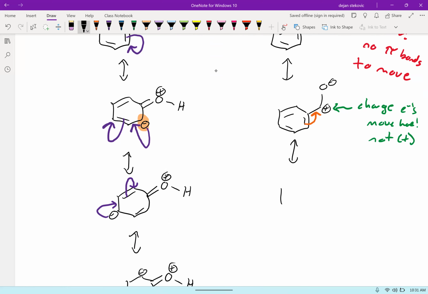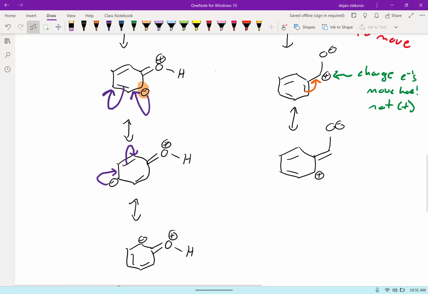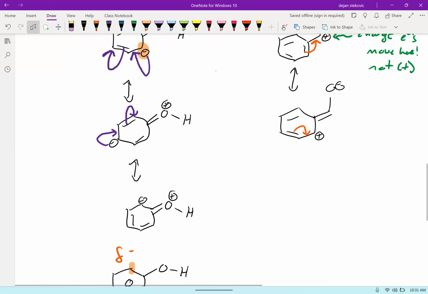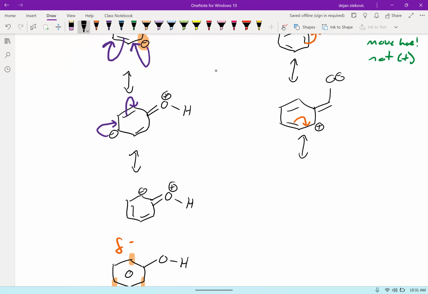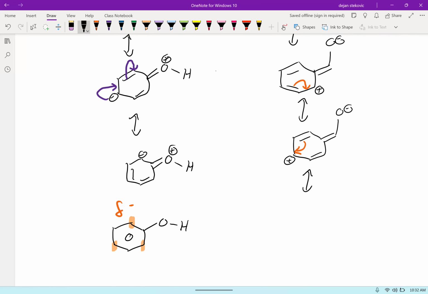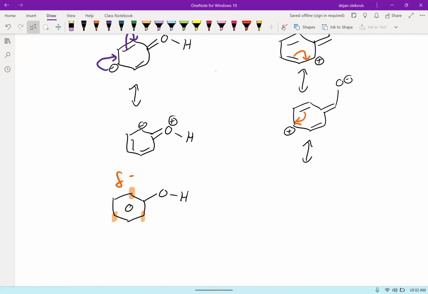So again, pause the video, think about what your resultant structure is going to be. And you should end up with this structure right here. And now we can just repeat this process, right? We've got this pi bond next to a positive charge. We can just turn the bond into another bond. And then one more time. Remember, we're moving the electrons, not the positive charge. The positive charge is just moving around as a result of the electrons moving.